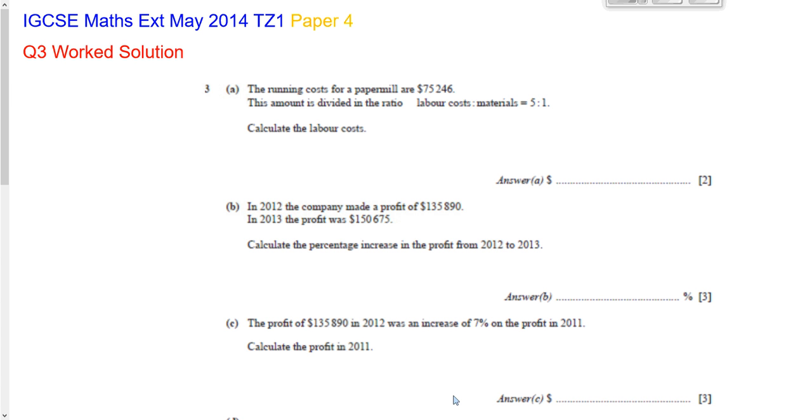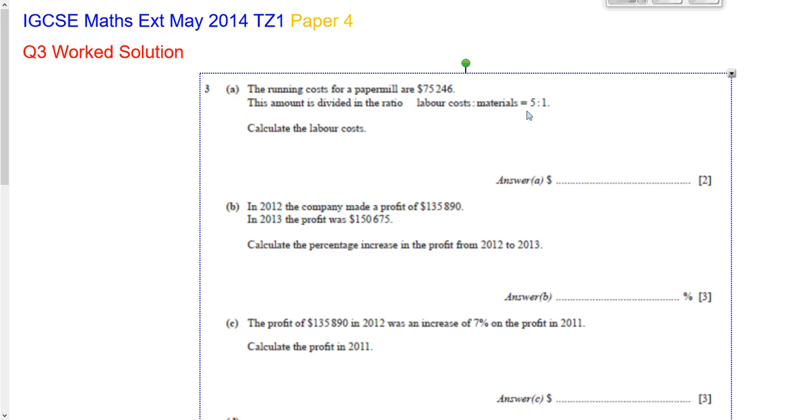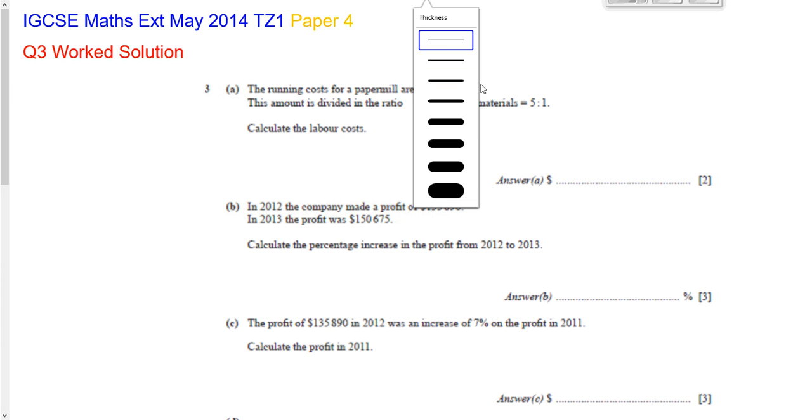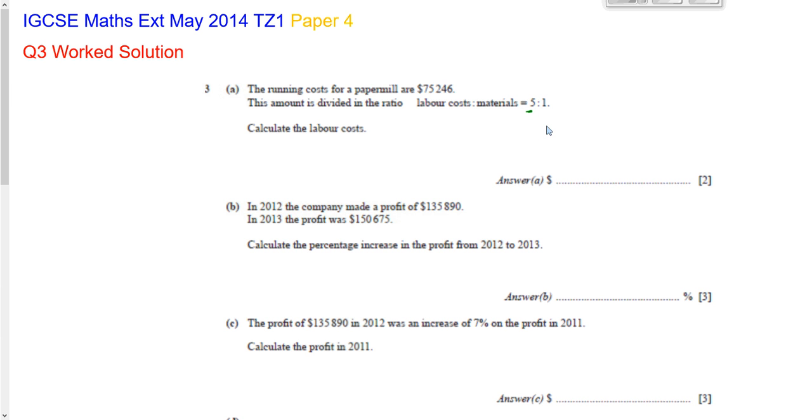Okay, and the first part we're looking at is the running cost of a paper mill, $75,246. The amount is divided into the ratio of labour costs and materials. So this represents labour, and this represents materials here. It says here, calculate the labour cost. So this is our total.